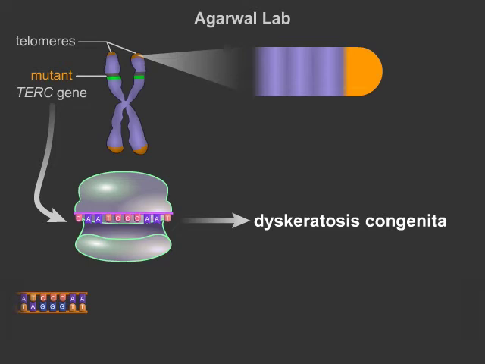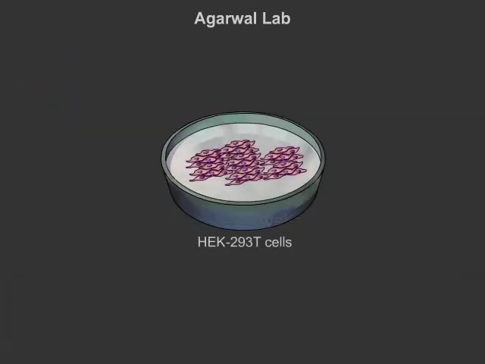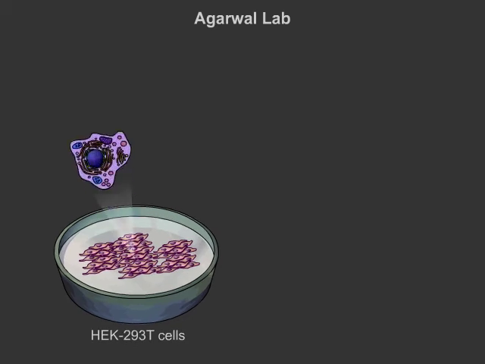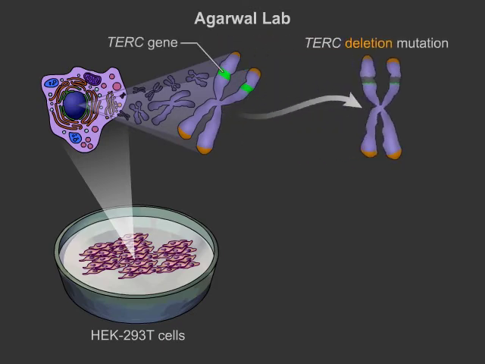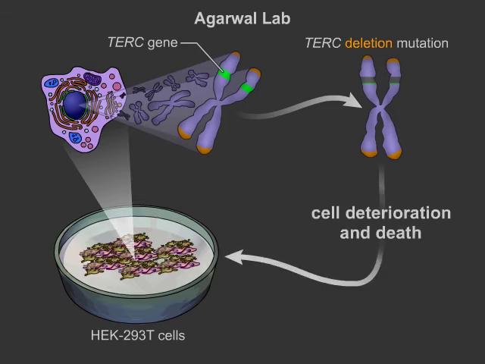To better study the effects of specific mutations, we use HEK293 T cells, a well-established human embryonic kidney cell line that is easy to culture, to manipulate the endogenous TERK gene. Previously in the lab, a cell line was created with a TERK deletion mutation that is characteristic of dyskeratosis congenita. These cells deteriorate and die with increasing passage number.